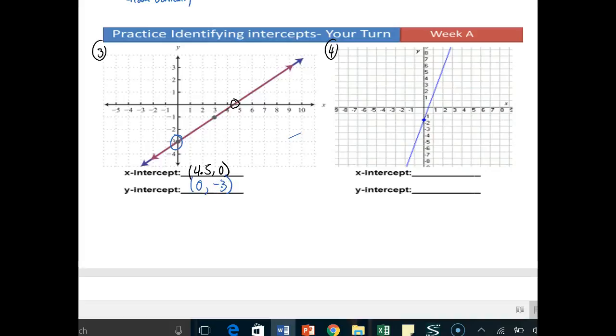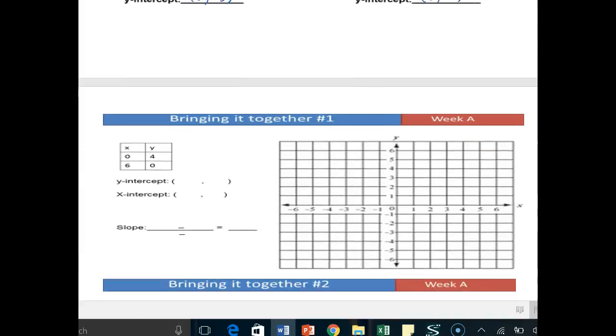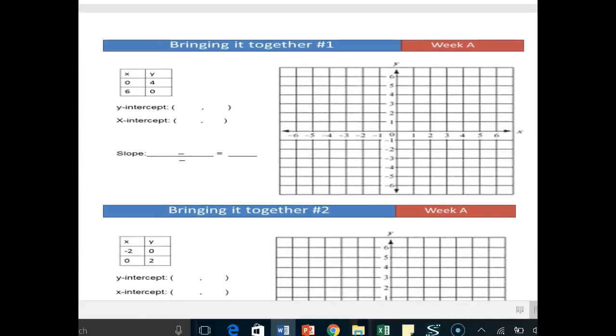Okay. Number 4. Look very carefully. This is in between 0 and 1, so the x-intercept, we can call that 0.5, 0, and the y-intercept is right at 2, so it's at, excuse me, 0, -2. It's a tough one. All right, and then this is the end of part 1.